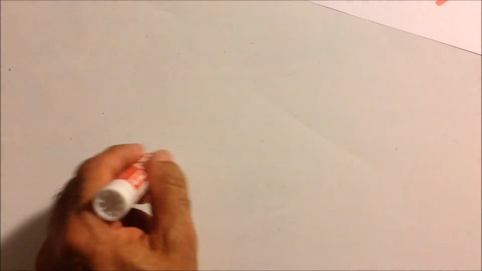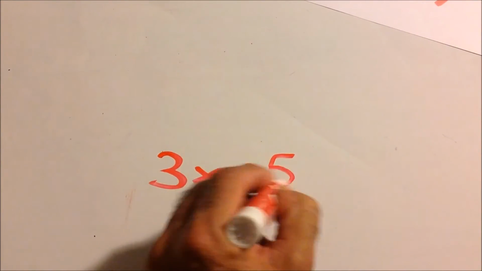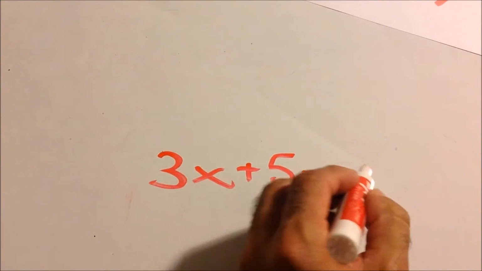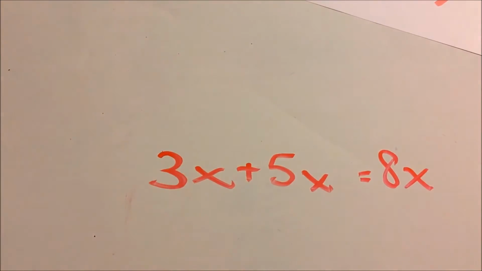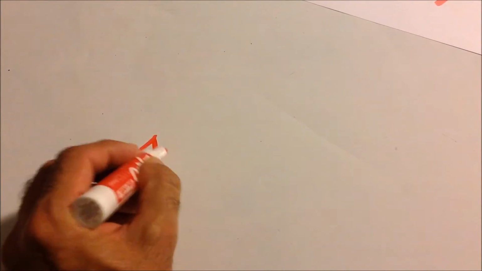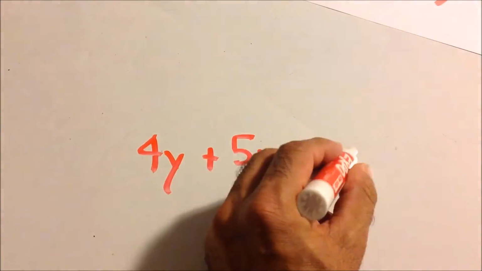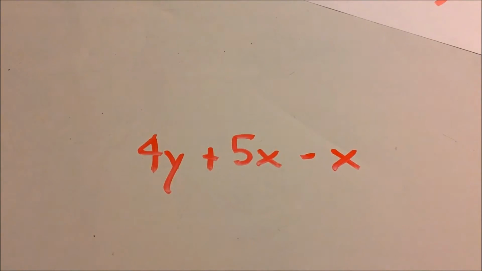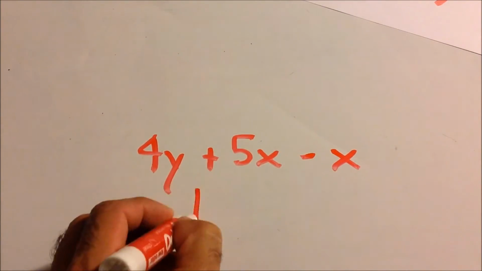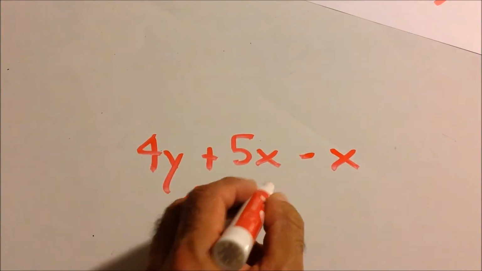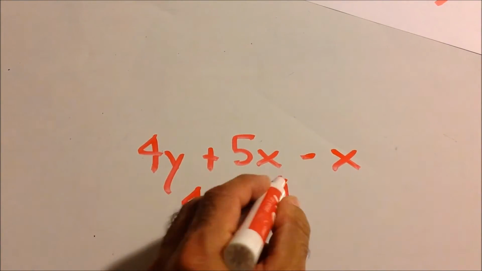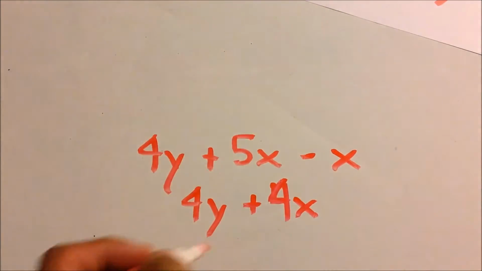So if you had, say, 3x plus 5x, well, you can combine them because they have the same letter. It'll be 8x. If you had 4y plus 5x minus x, well, you can only combine the x's. So this will be 4y and it'll be 4x, because 5x minus x is 4x.